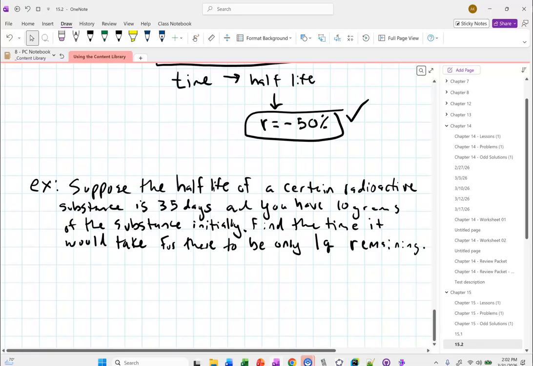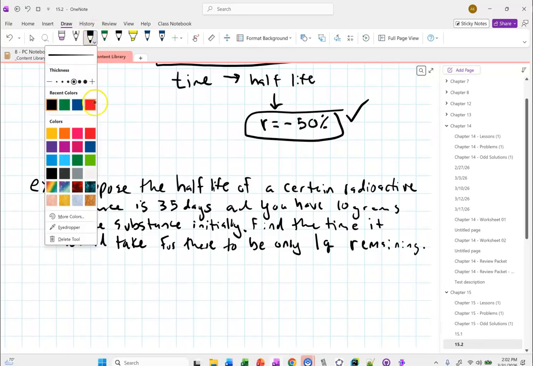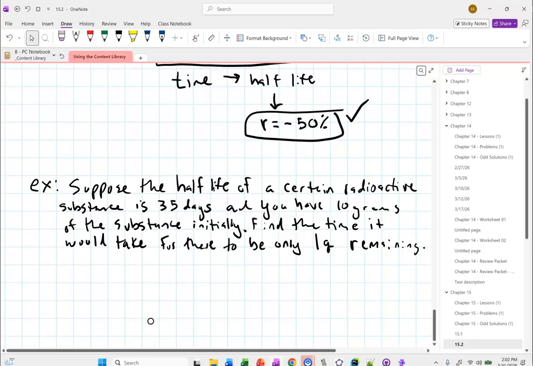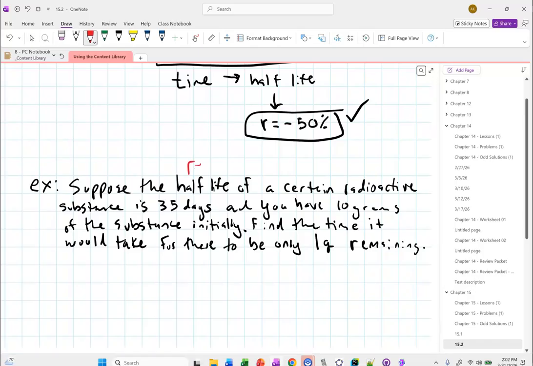Okay. So here it says, suppose the half-life, and again, I hear half-life. So again, as soon as I see that, R is negative 50%. The half-life of a certain radioactive substance is 35 days. You have 10 grams of the substance initially. Find the time it would take for there to be only 1 gram remaining.